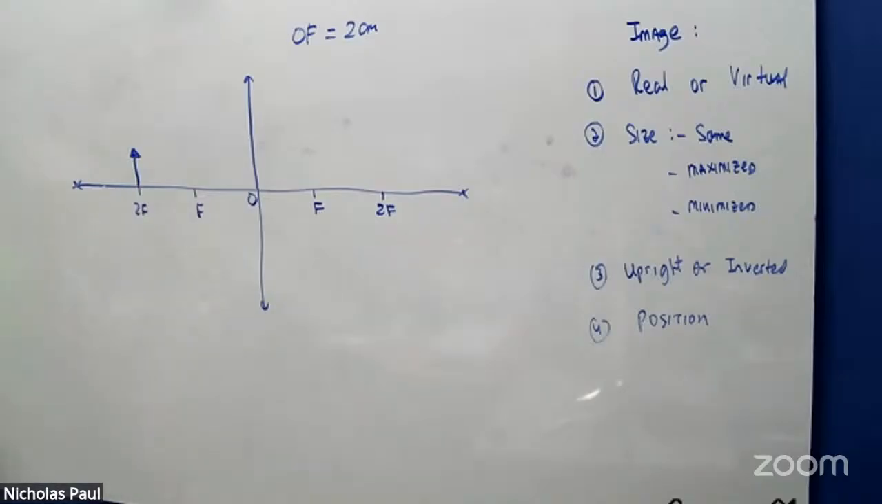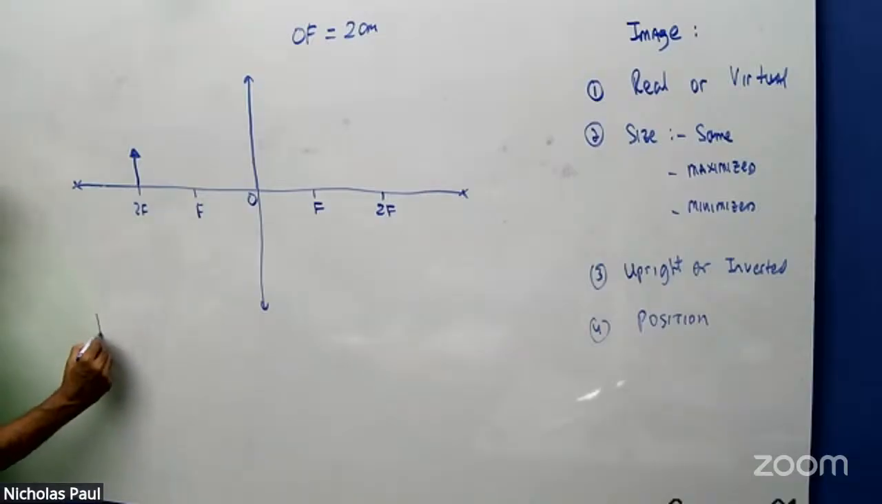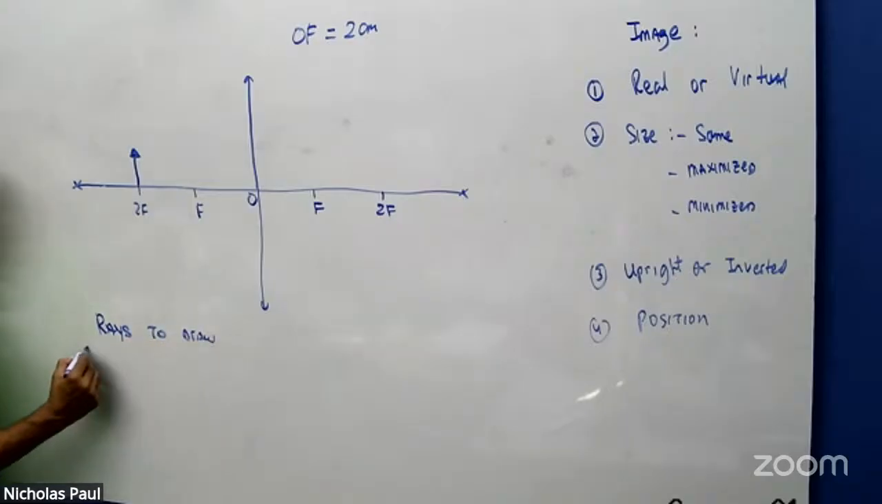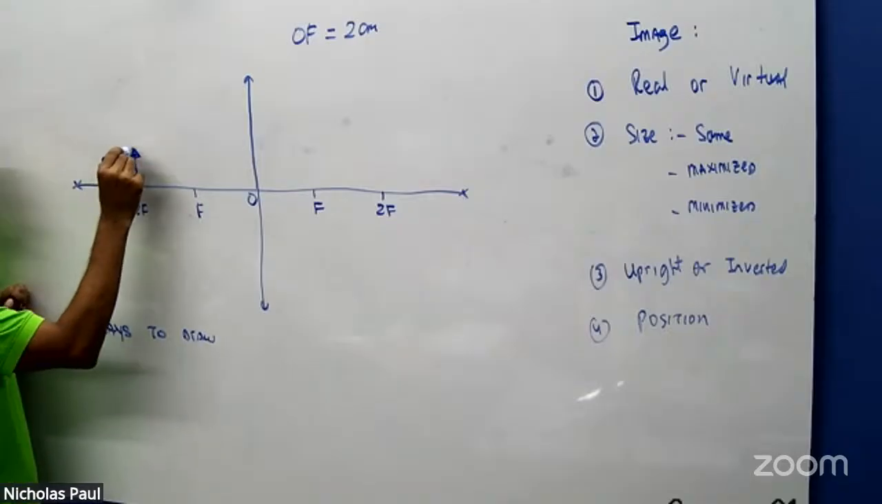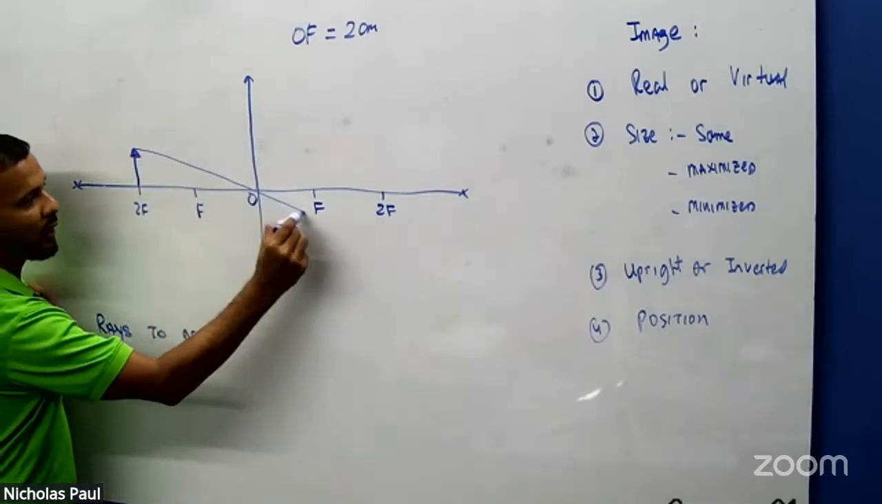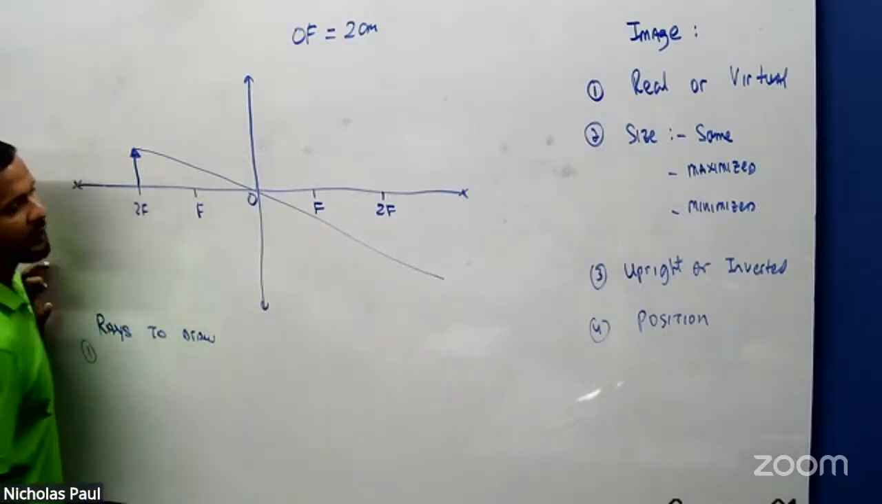All right. So how do we figure out where the image is? All right. So we have 2 rays to draw. Right. So I just put in a little note here for you to draw the rays. Rays to draw. The first ray, you're drawing a ray from the top through the optical center. Allow the ray to go straight out, right?